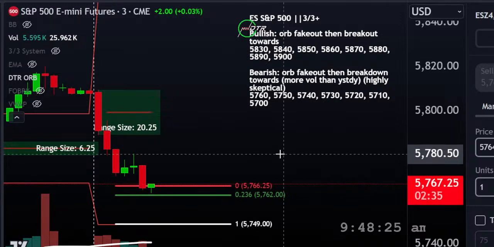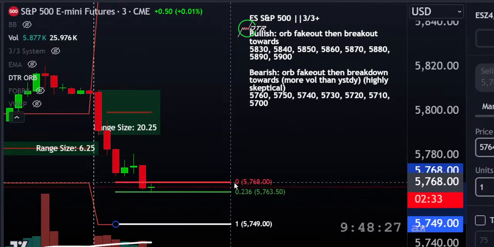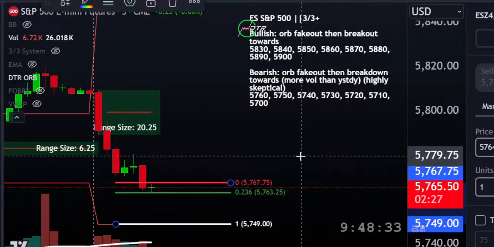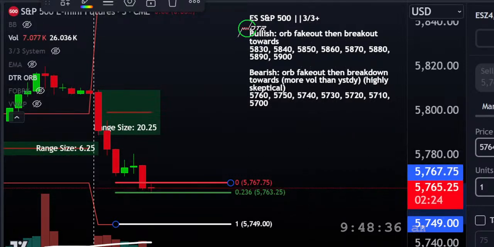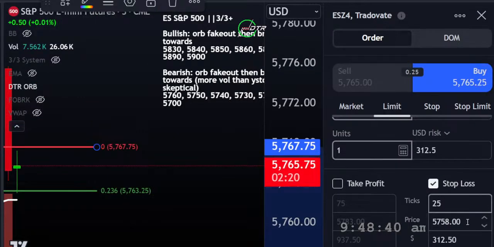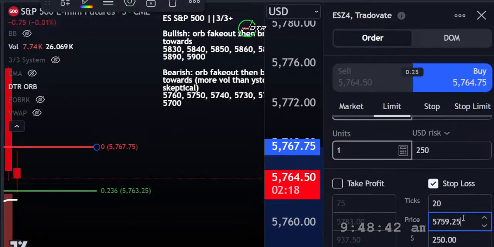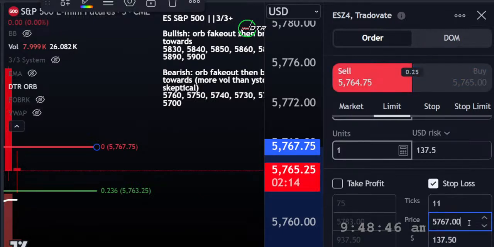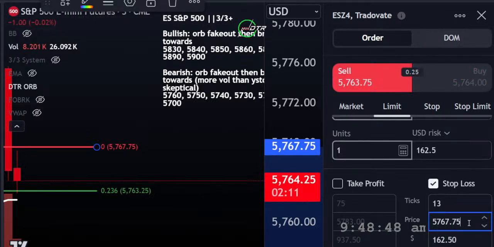And let's see where it finds support for a continuation breakdown lower. So right now it'd have to be 57, 67, 75. I don't know why that was so hard. So first thing I'm doing, tick stop loss, and then change that price to be 57, 67, 75.